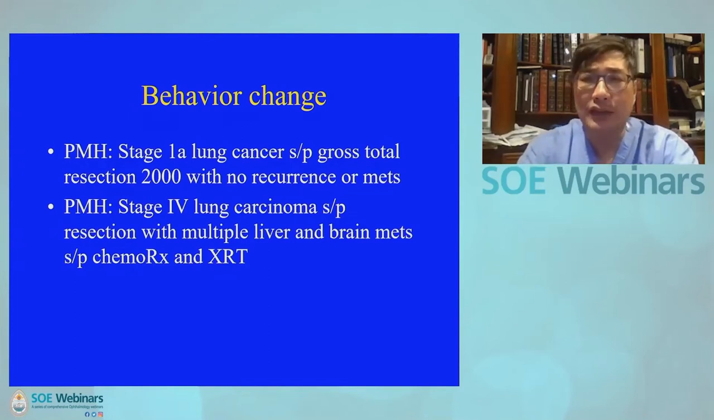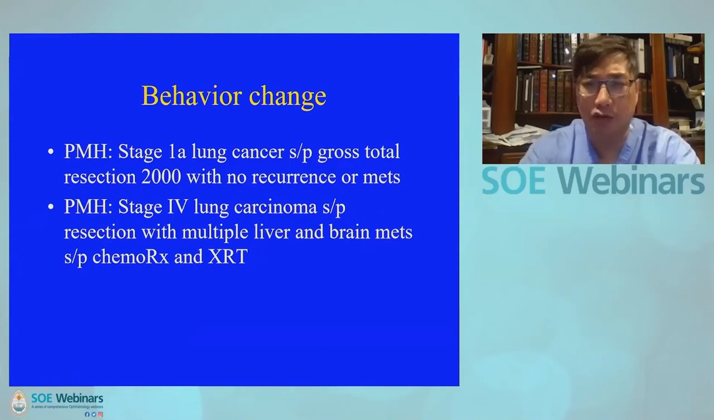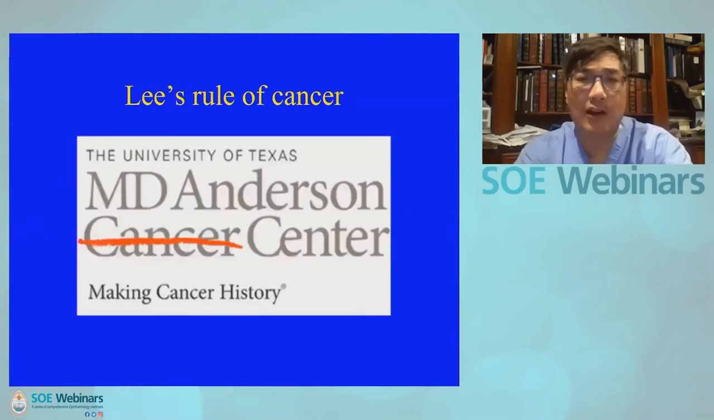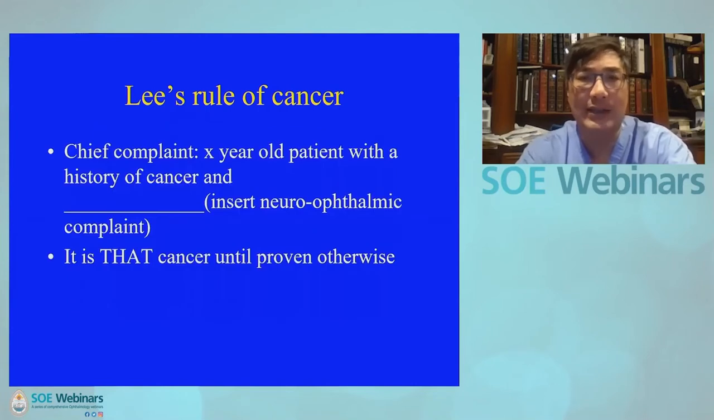So PMH stage 1A lung cancer, status post gross total resection in 2000 with no recurrence or metastasis, versus stage 4 lung carcinoma, status post resection with multiple liver and brain mets, status post chemo and radiation therapy. Well, obviously patient number 2 is at a way higher risk of having the cancer be the cause. And of course, if it comes to you from oncology or from the cancer center, or the person has metastatic cancer, it is that cancer until proven otherwise. So any diplopia in a cancer patient is dangerous.